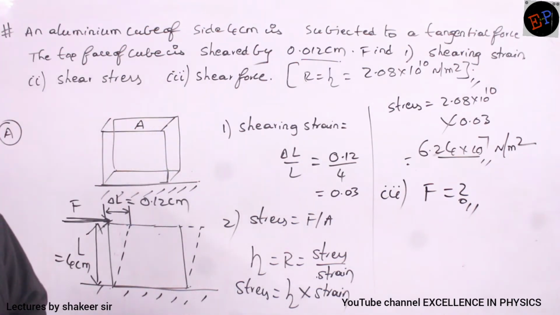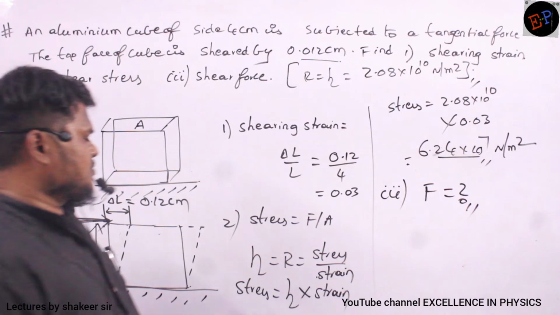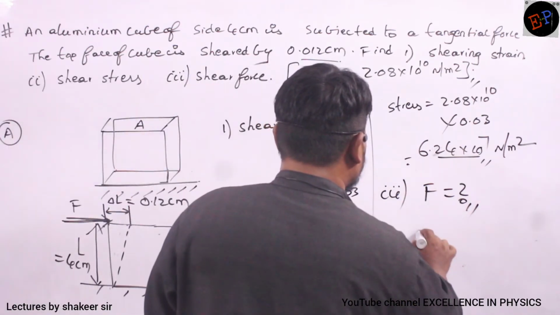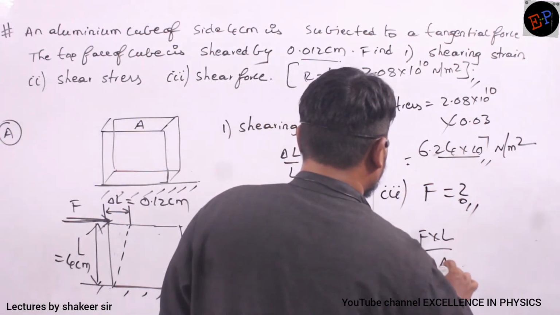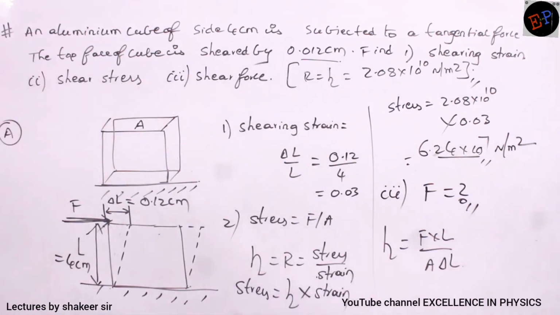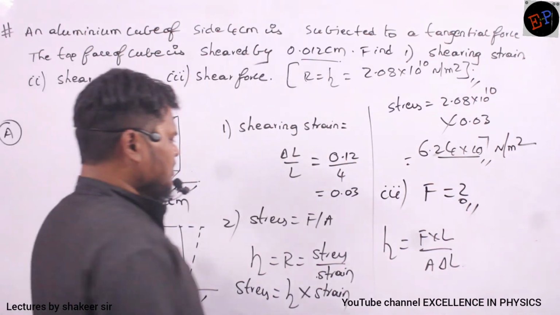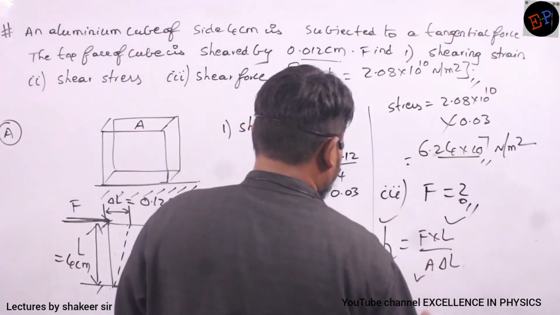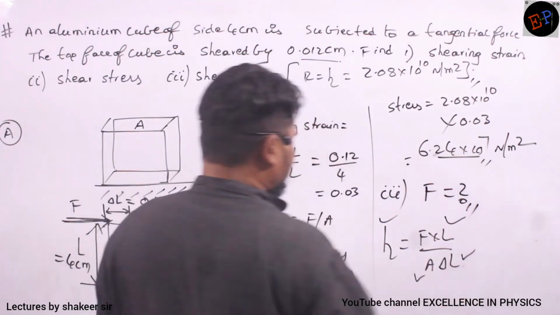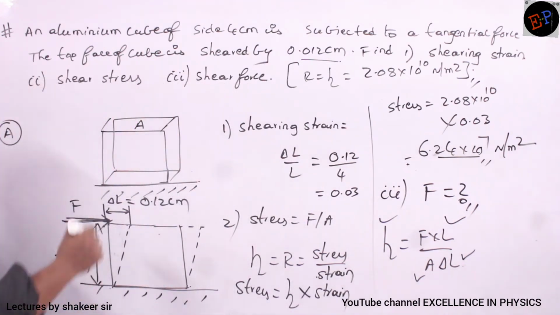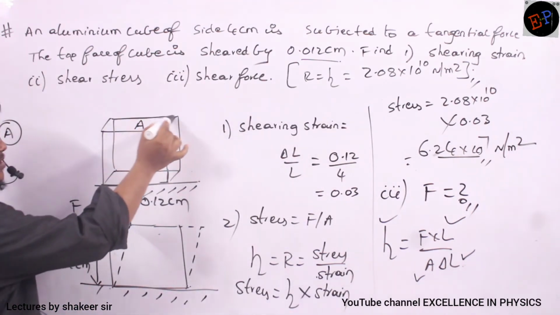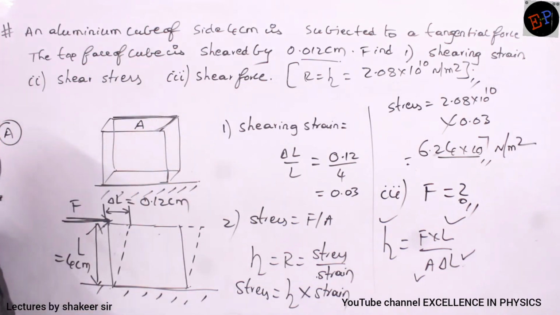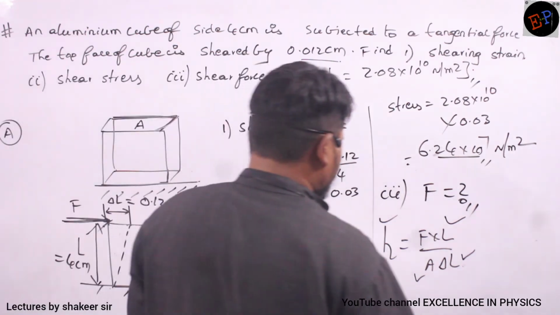Eta is equal to F into L by A into delta L. So therefore eta is equal to F into L by A into delta L. All values are already given. So just calculate the F value. Eta is given, L is given, area is also given, delta L also given. So here this is a cube, no? Cube means this area also will be L into L. This topmost area will be L into L only because it is a cube.